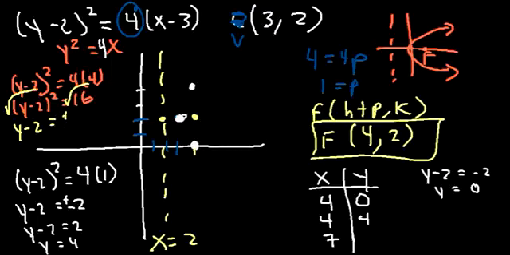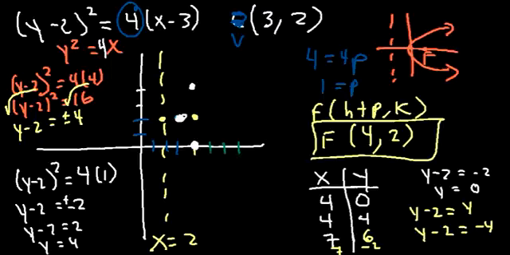So y minus 2 is equal to plus or minus 4. So y minus 2 is 4. That means if you add 2, you get 6. And y minus 2 is equal to negative 4 as well. If you add 2, you get negative 2. So I kind of picked the points differently from the last example.